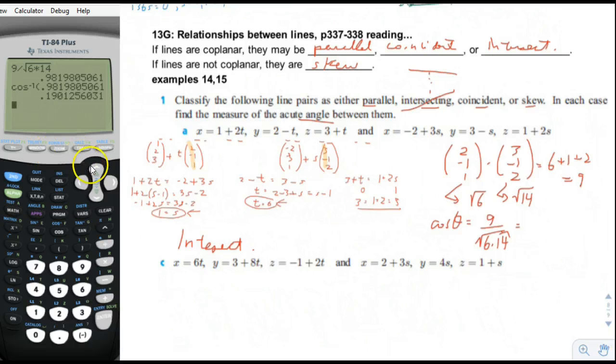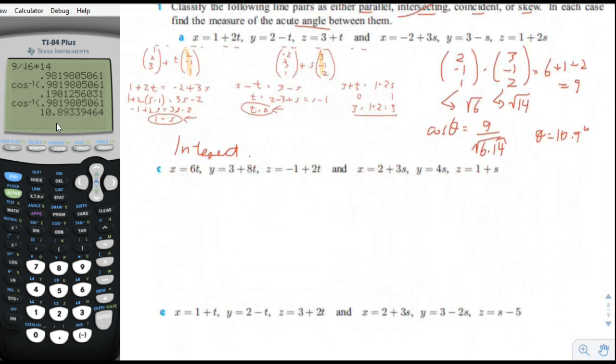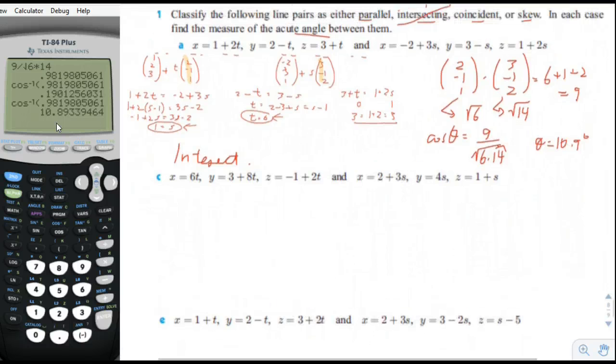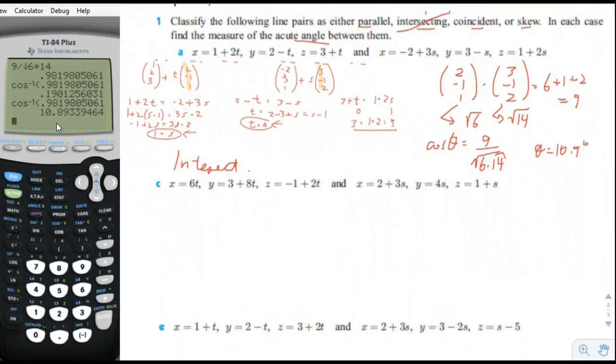So let's try this again. Inverse cosine of 0.982 is 10.9 degrees. So theta equals 10.9 degrees. That's the other thing they wanted us to find, the angle between them. Okay? Now we're going to do the same thing. We're going to see if they're parallel, intersecting, etc.